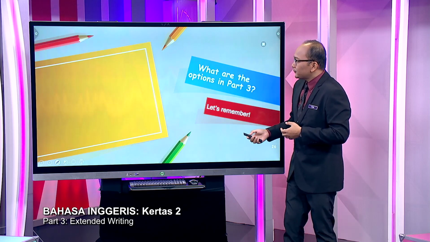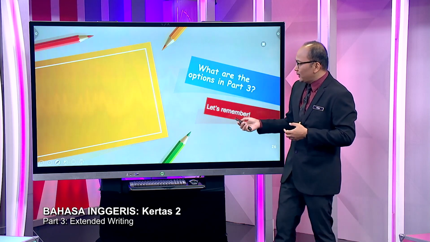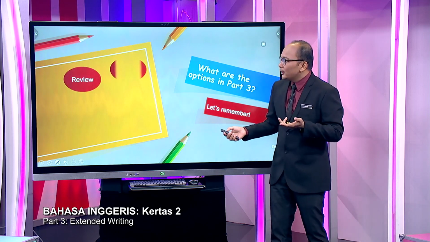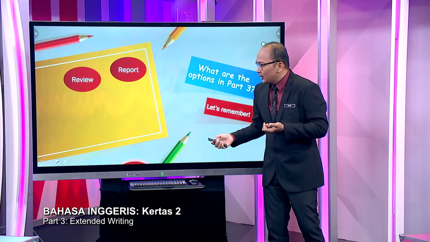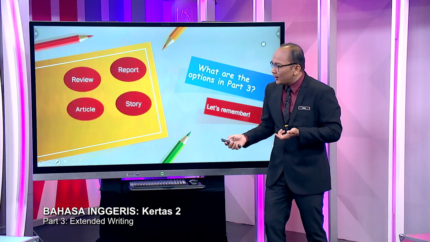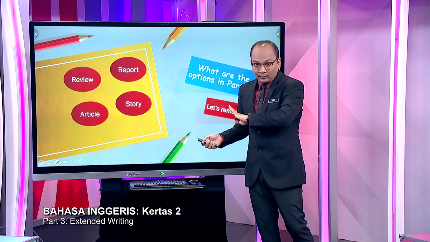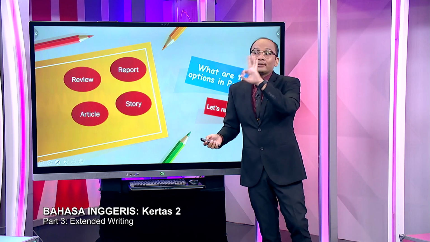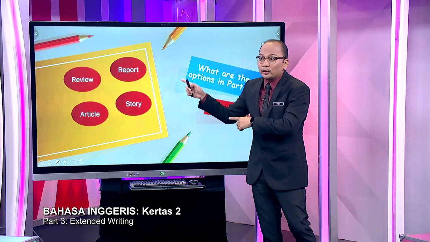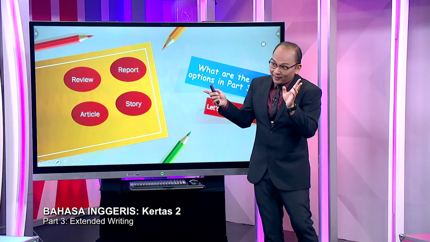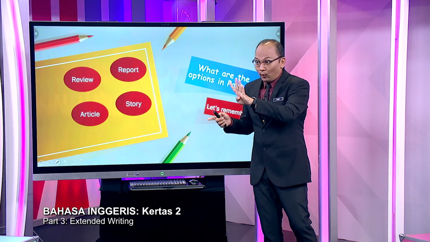Okay. What are the options in part 3? Let's look at it. We have review. The next one we have report. We have story, and also we have article. Remember, the options given are 4, but in the question there are 3 options. So one will be left out. I'm not sure which is going to be left out. So we need to know all 4.